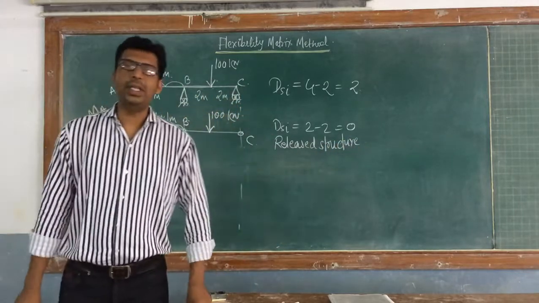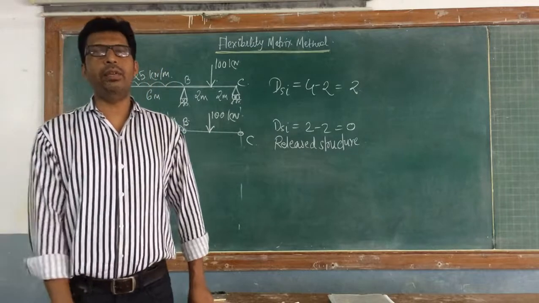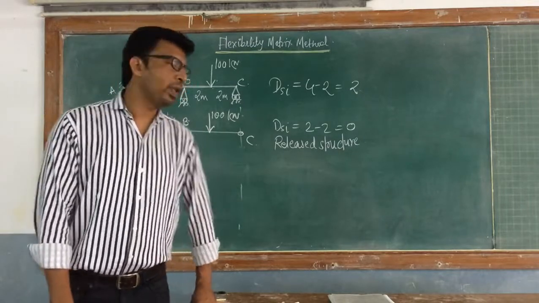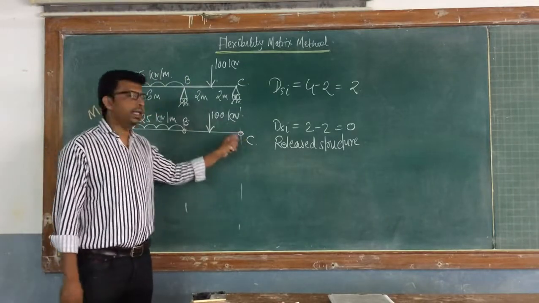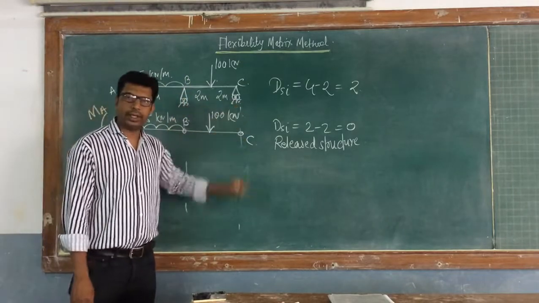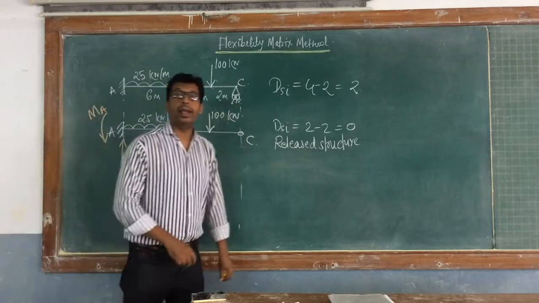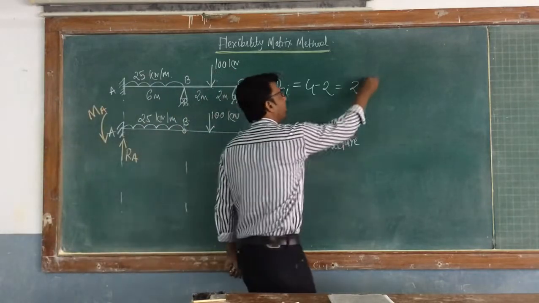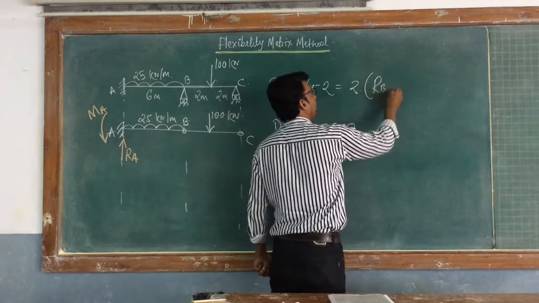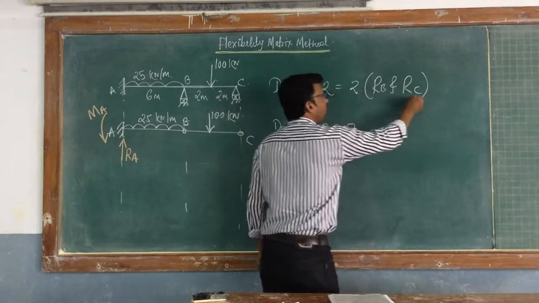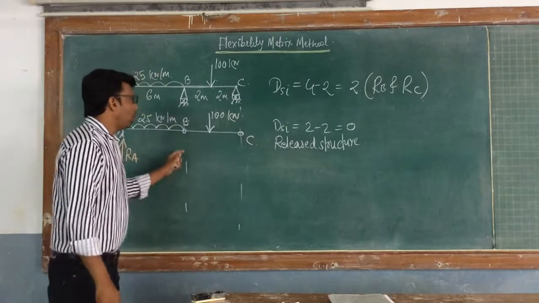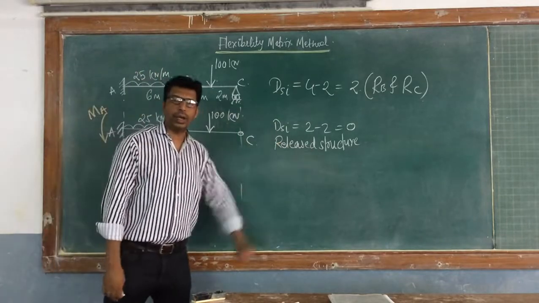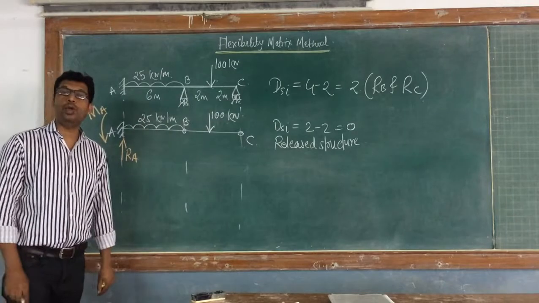So this is called the release structure. It means we have released 2 reactions from the given indeterminate beam. Okay. Now since we have removed support B and support C, that is the RB reaction and RC reaction, those become our final unknown redundants, RB and RC. Okay. So now once you draw the release structure, the next step is to draw the unit load figures.